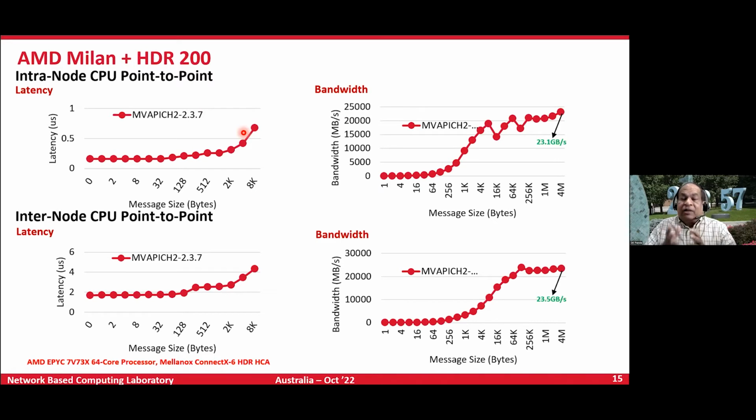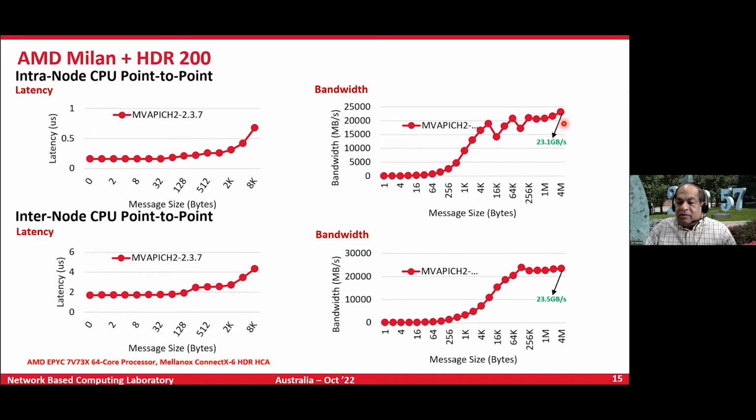So let me give some sample numbers just to illustrate. Many of the deployments in the last year have been AMD Milan plus InfiniBand HDR 200. Here you can see that in point-to-point, we are able to give around 1.9 microseconds. And within the node, it is 190 nanoseconds. That means with 2 cores within the same socket, we are able to do MPI level communication of 190 nanoseconds.